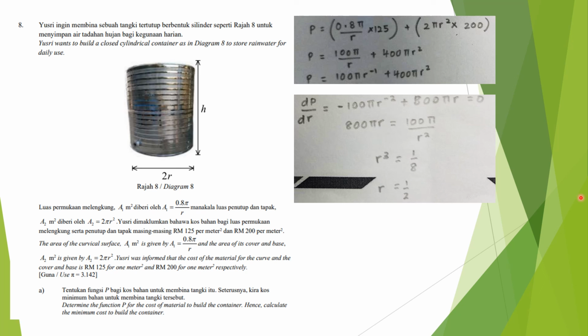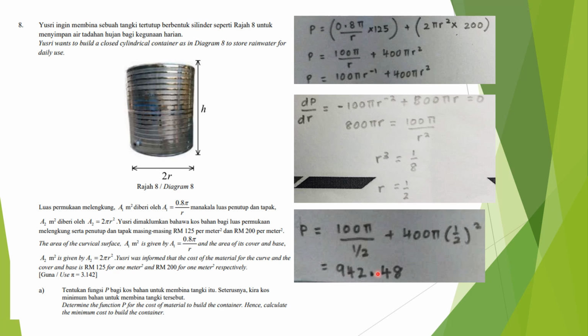Then from there we substitute into our equation P, that is 100 pi over r, with r as 1 over 2, plus 400 pi times 1 over 2 square. So we get 942.48. This is a cost. Cost involves price, so we take 2 decimal places, 942 ringgit 48 cent. So I hope you all understand the explanation given. So thank you.